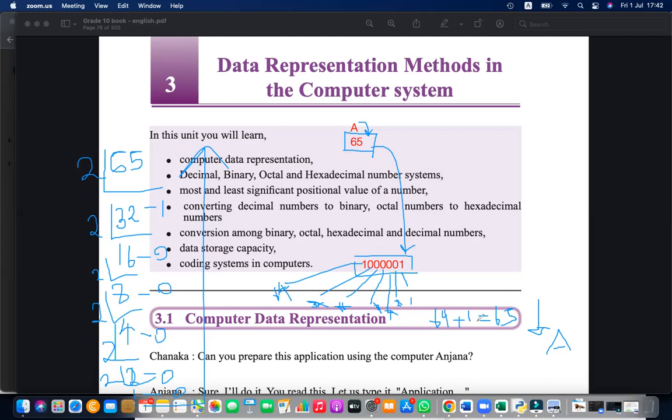1 into 1 is also 1. So 64 plus 1 is 65. That is the decimal value related to the binary. Okay, so how is this represented in the computer?